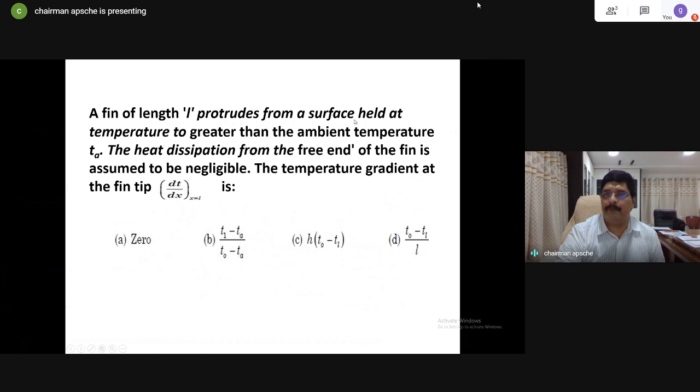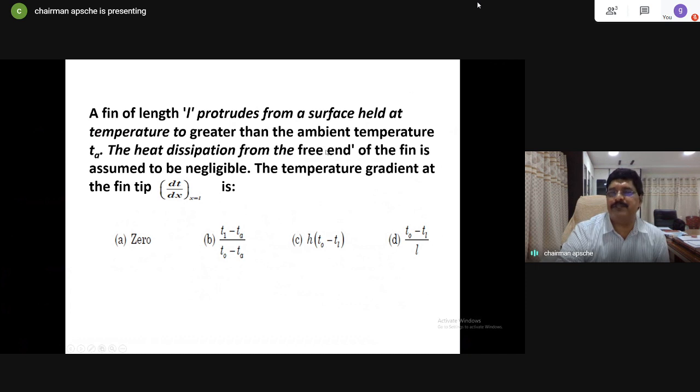A fin of length L protrudes from a surface held at a temperature greater than the ambient temperature TA. The heat dissipation from the free end of the fin is assumed to be negligible, and the tip is insulated. The temperature gradient at the fin tip, dT by dx, is 0, since we all know that under an insulated condition dT by dx is 0. Simple, so need not get confused.